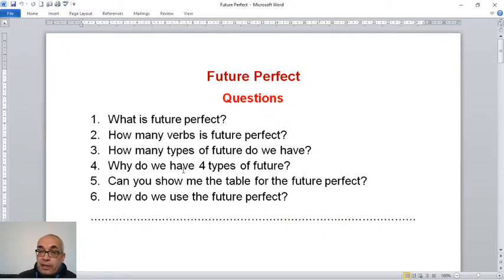Because future perfect is suitable for level 1 and level 2 students. I mean, upper intermediate and advanced students. Let's look at the answers.